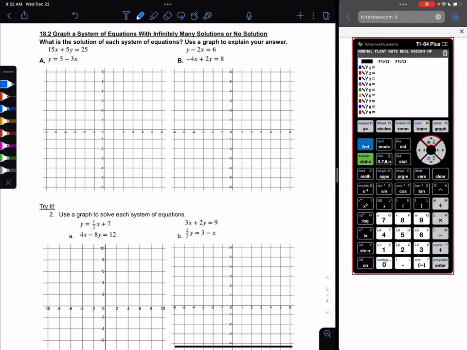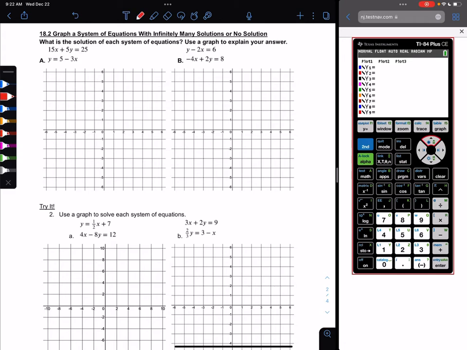In this video, we're going to look at topic 18, example 2, graph a system of equations with infinitely many solutions or no solution. What is the solution of each system of equations? Use a graph to explain your answer. So we'll look at part A, and I have 15x plus 5y equals 25, and y equals 5 minus 3x.